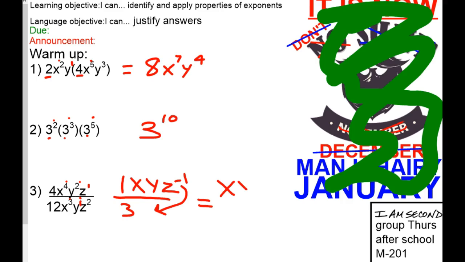So x and y goes on top. If you write the 1, fine, whatever. On the bottom, 3 is still there. And that z to the negative 1 goes to the bottom as z to the positive 1, which is just z. So xy over 3z. Okay? Now all that's in the notes, which everyone either has taken, either you took them yesterday or you have a copy of them. If you can do these 3 things, then the assignment is stuff like this, okay?